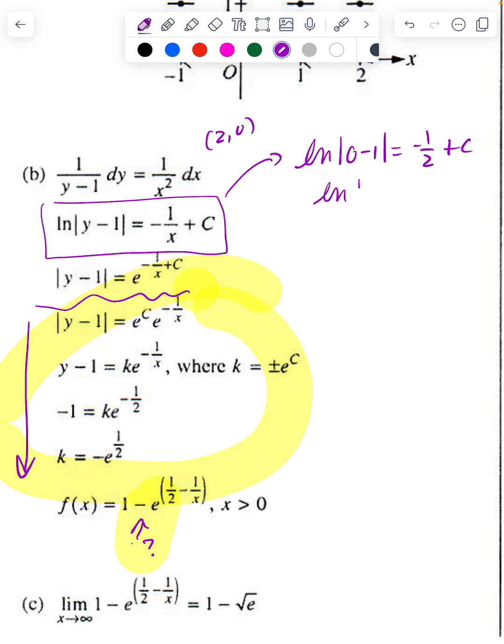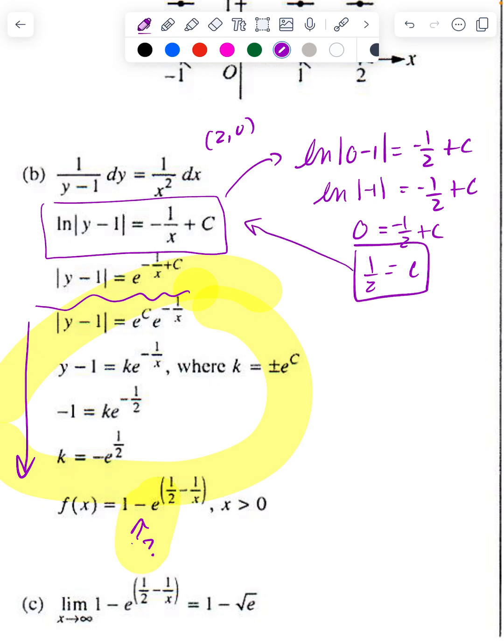This becomes ln of negative 1, but because of the absolute value, it's the same as ln of 1. So e to what power is 1 makes this side 0. And then I end up with c having a value of 1/2. And then what we normally would have done in class is go ahead and plug that back in. If you did that, it was tricky to figure out why they ended up with this subtraction.